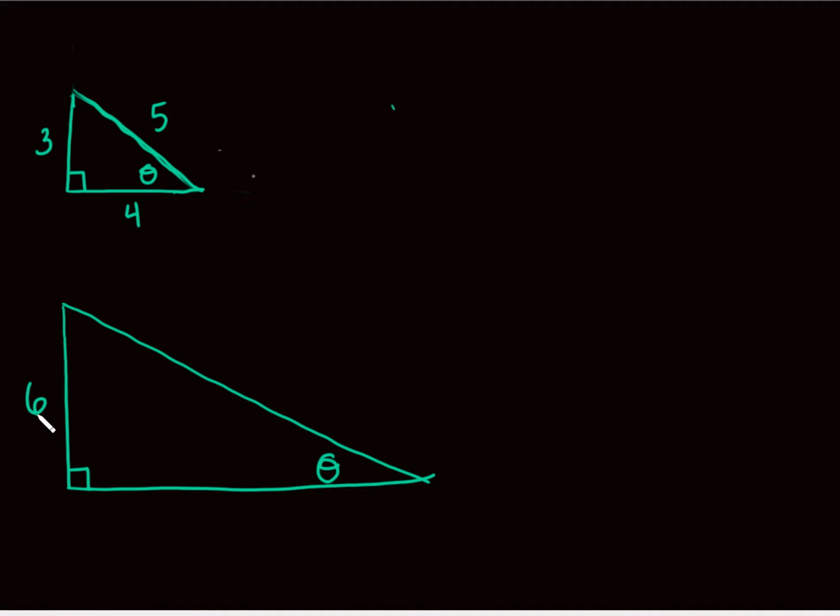So that's still going to be theta. This is just going to be 6. This is going to be 8. And this is going to be 10. So notice if I look at the sine of theta, remember a function for every input, there needs to be one and only one output.